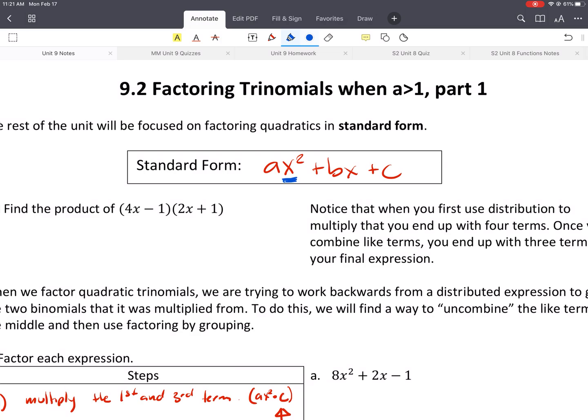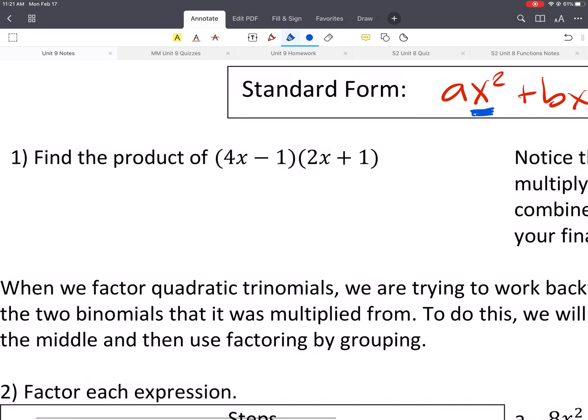Okay? So in the past, we learned how to find the product of two binomials. So for example, in number 1, we talked about either foiling or using a box method. It's because I think it's a little faster. I think we'll just foil. So let's do this together.